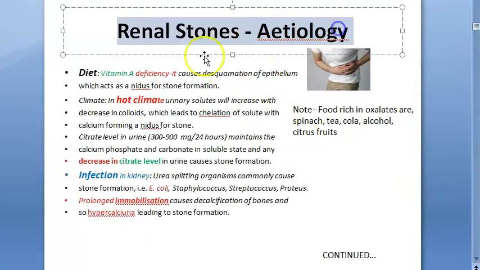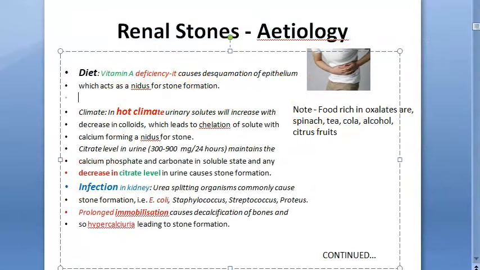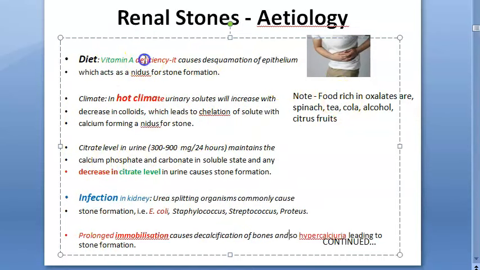Okay. Now coming to etiology, guys, you have to remember that diet is a cause. See, people who have vitamin A deficiency, right? They can have desquamation of the epithelium, which can cause stones. The Randall plaque theory also can say something about it, because they talk about erosion there. But anyways, park the idea, guys.